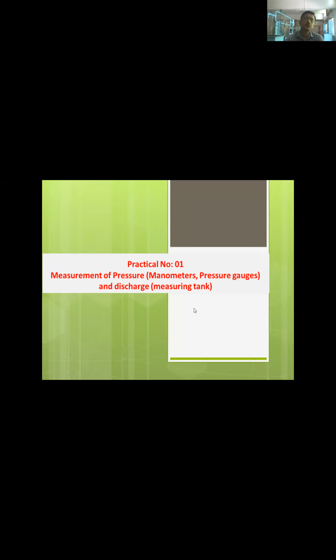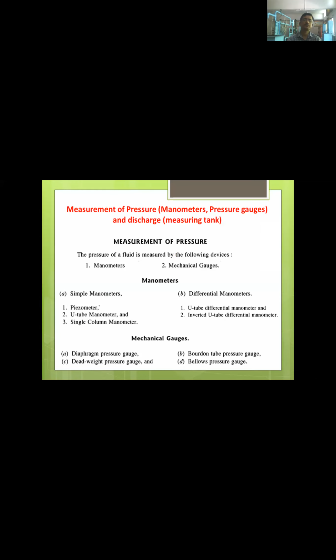Now, coming to our practical number 1: measurement of the pressure with the help of manometer and pressure gauges, and measurement of the discharge with the help of a measuring tank. This is our practical number 1. Here, first we will see the measurement of pressure, and then we will see the measurement of discharge. First we will see how the pressure is measured, and what the various devices are that are used for measurement of pressure.